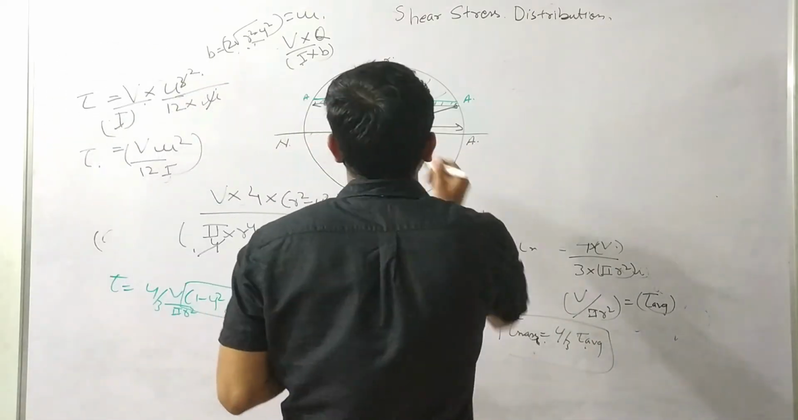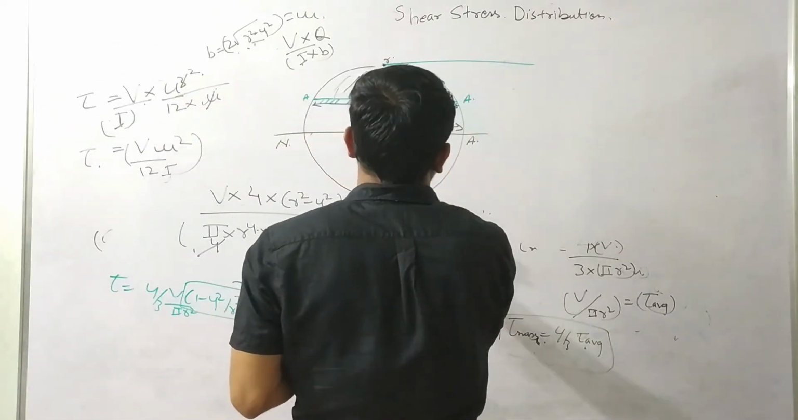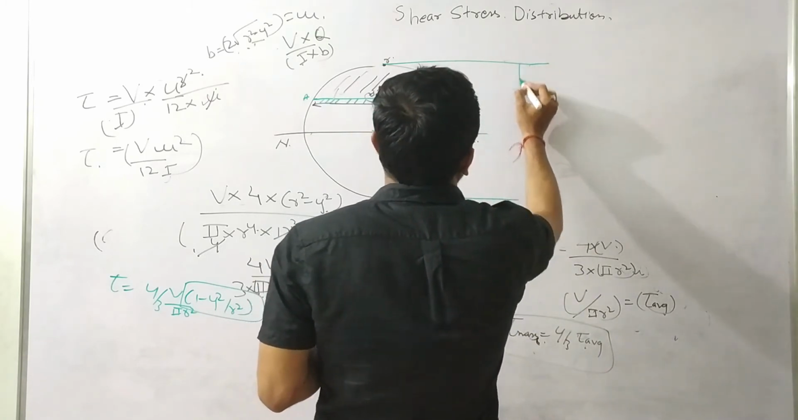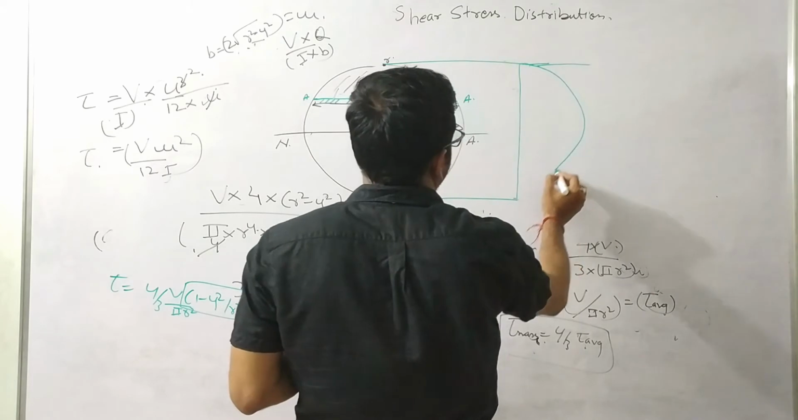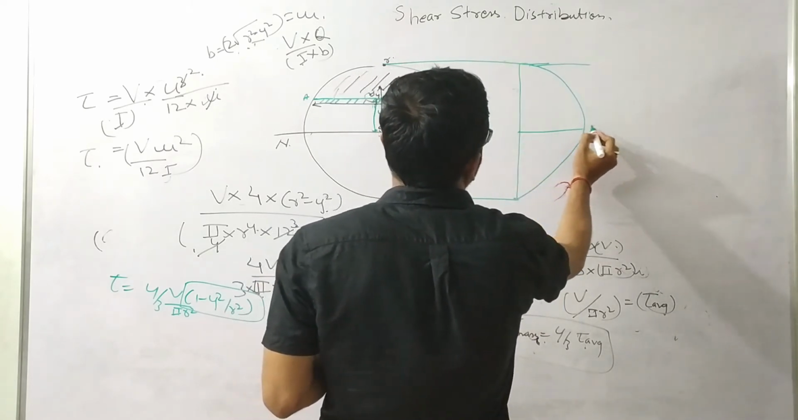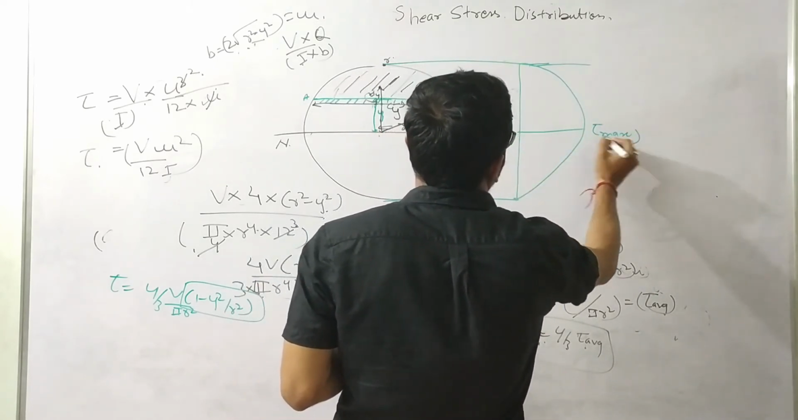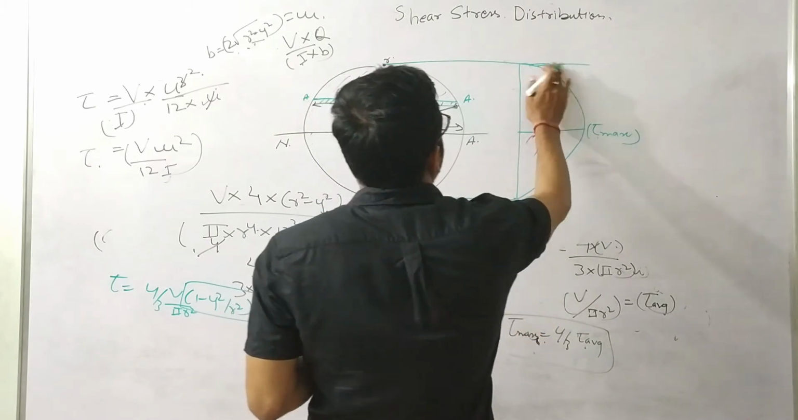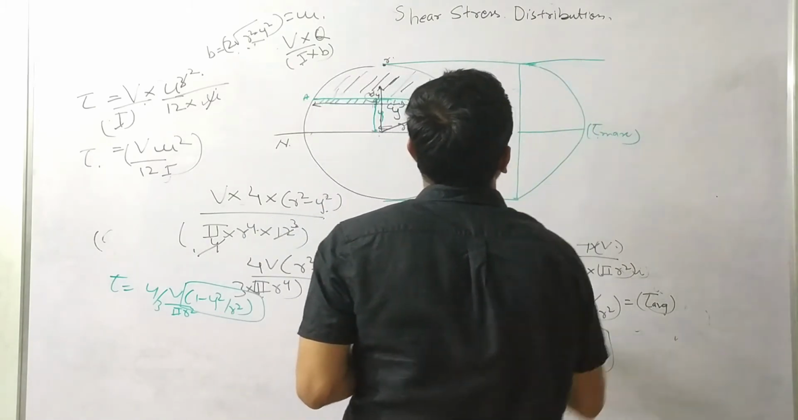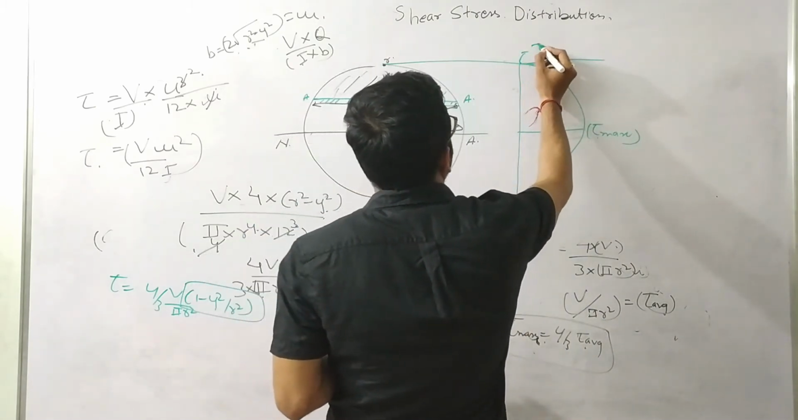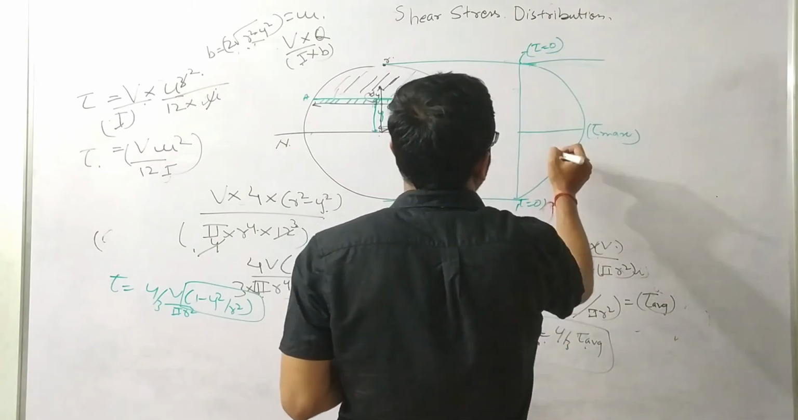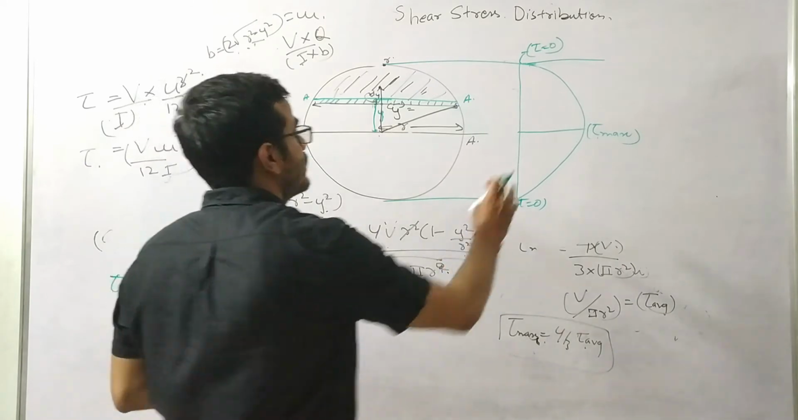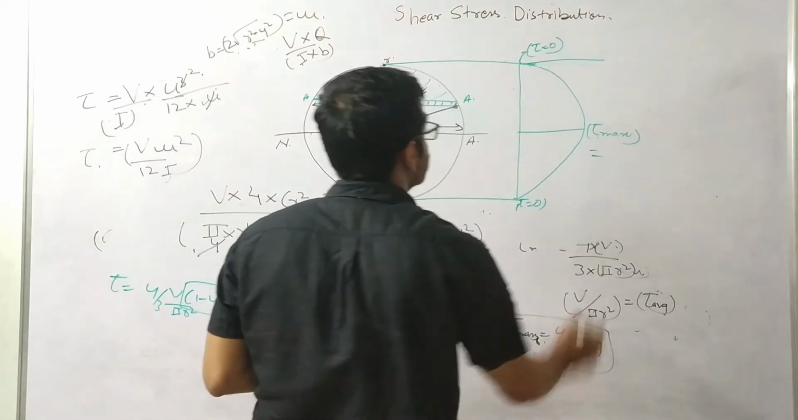This is the cross section. The variation will look like this. At the neutral axis it will be tau max, and at this portion my tau is equal to 0. Same, tau equals 0. It should be symmetrical. This graph, this curve, should be symmetrical. So this is the variation of tau.